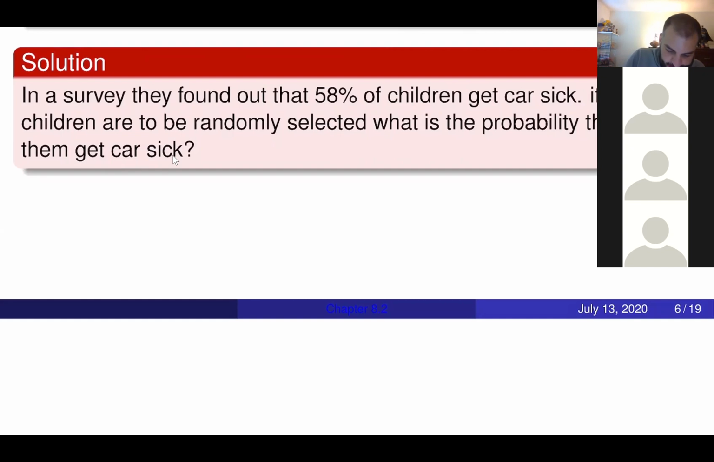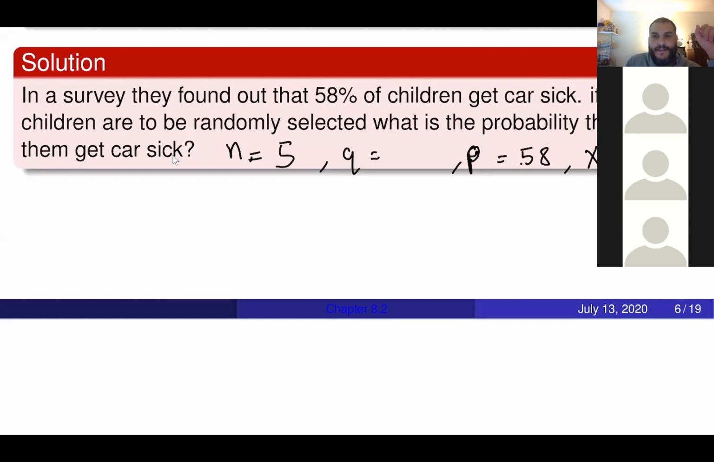All right, so let's go ahead and list out all of these important things. So let's get N, let's get P. Well, I accidentally put Q, but you know what I mean. So let's get P, and then let's get X. So for this one, how many children did I get? 5. So we put 5. All right, so what's the probability that a kid would get car sick? 58%.